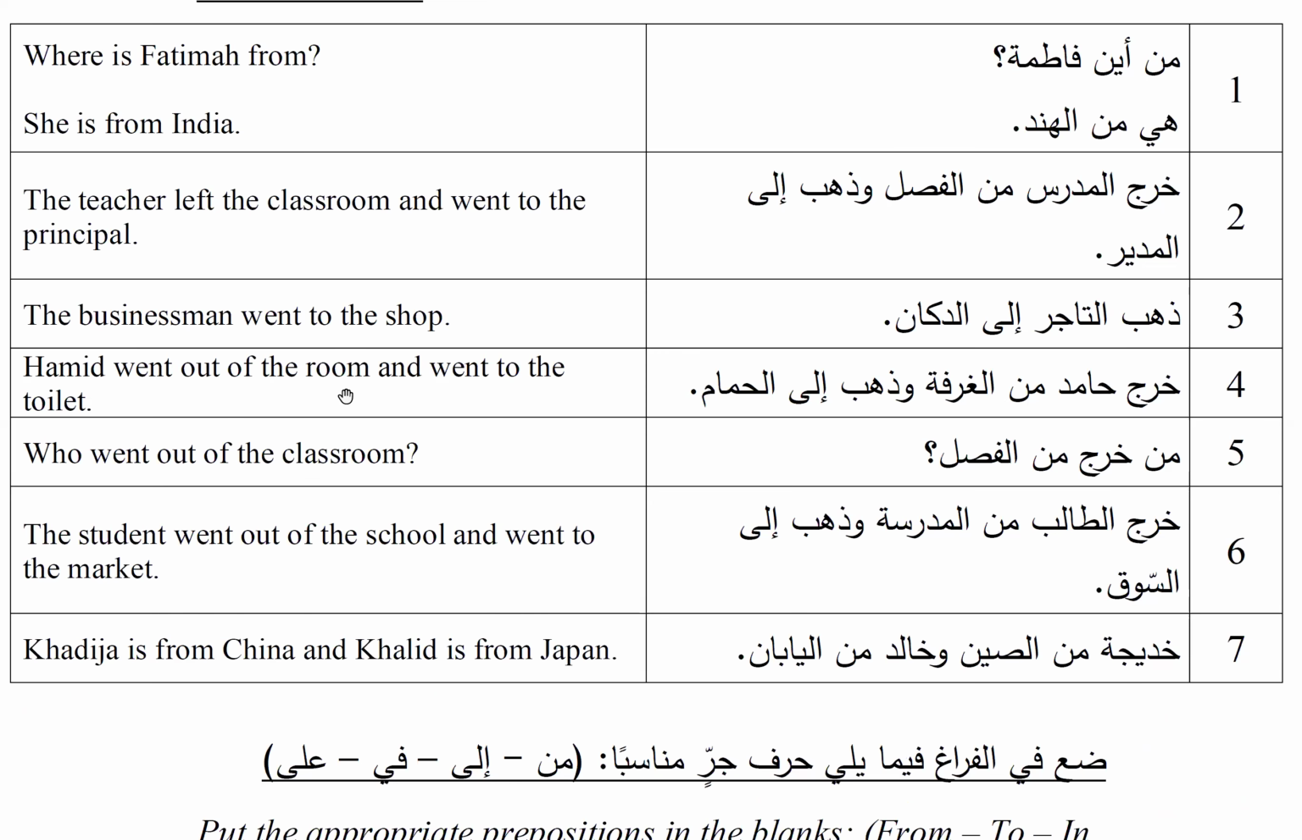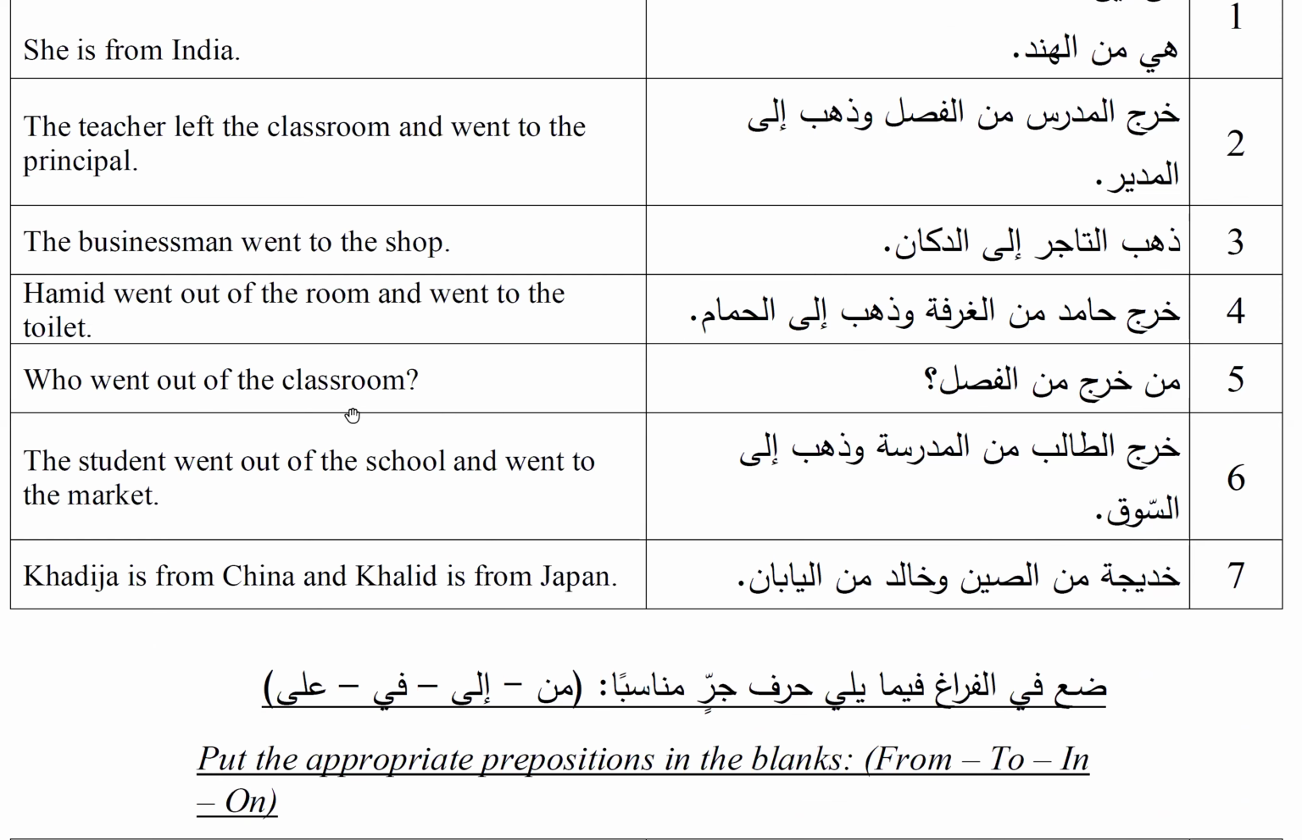Hamid went out of the room and went to the toilet. So went out will be kharaja. We're going to put kharaja first. حامد من الغرفة. And went will be first. وذهب إلى الحمام. And went to the toilet. Who went out of the classroom? Who went out? So this is man. And went out is kharaja. Man kharaja. Now off is min. See, they both look the same. However, the first one is man and the second one is min. Man kharaja min al-fasli.